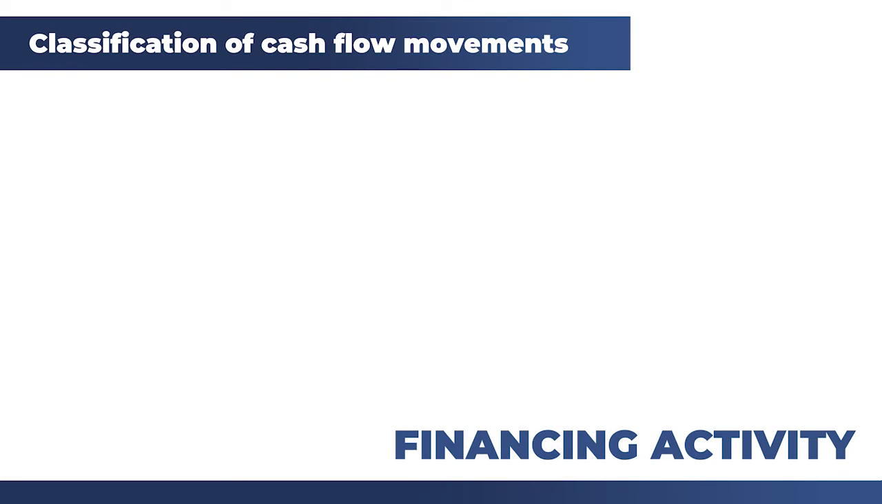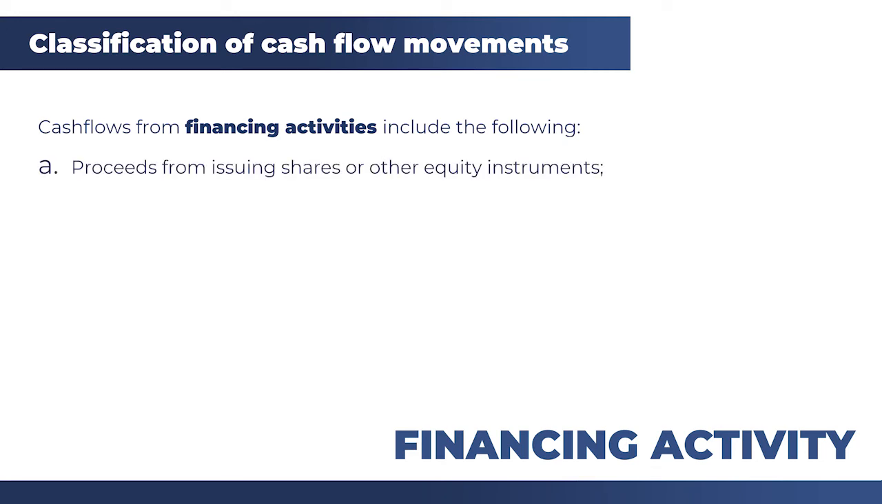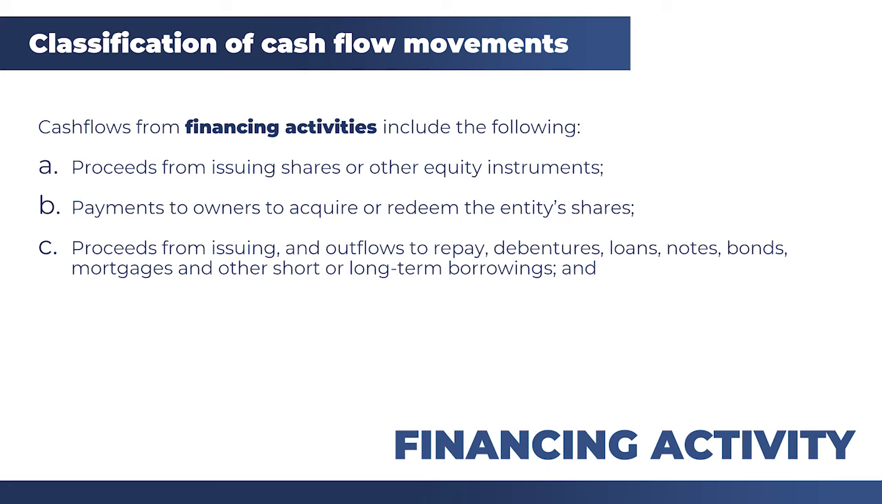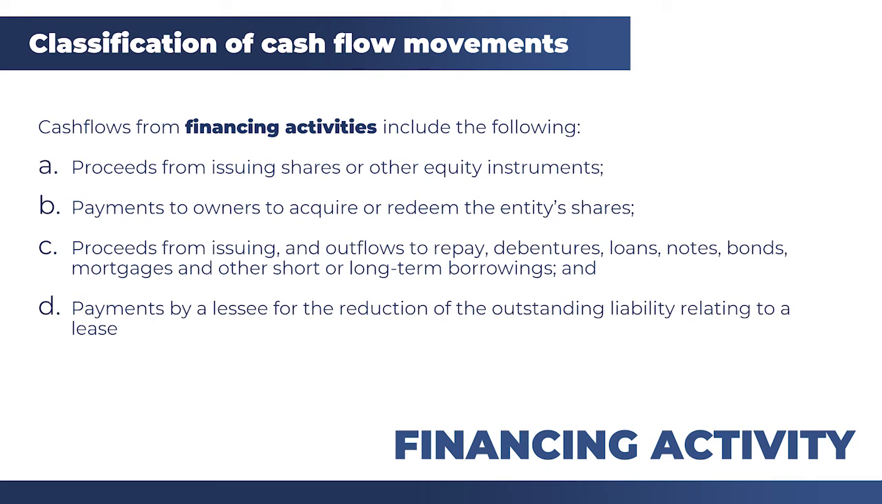We now come to the last type of cash flow movement, the financing activities. Cash flows from financing activities include the following according to the standard: proceeds from issuing shares or other equity instruments, payments to owners to acquire or redeem the entity's shares, we call this treasury shares, proceeds from issuing and outflows to repay debentures, loans, notes, bonds, mortgages, and other short or long-term borrowings, and payments by a lessee for the reduction of the outstanding liability relating to a lease.